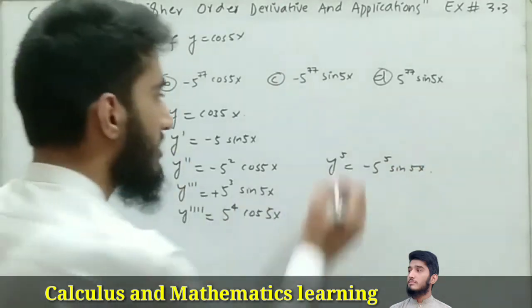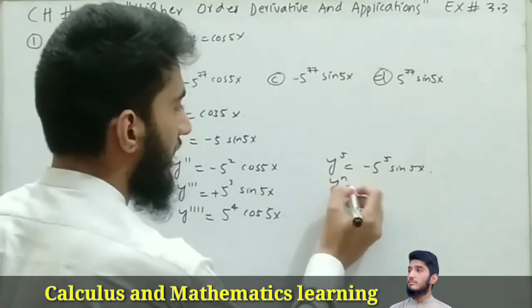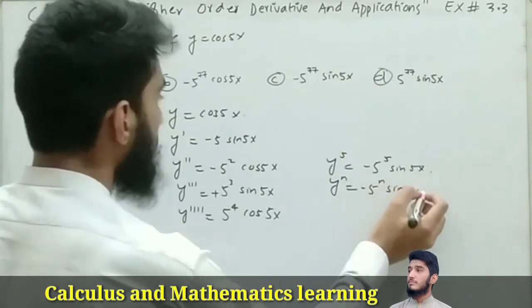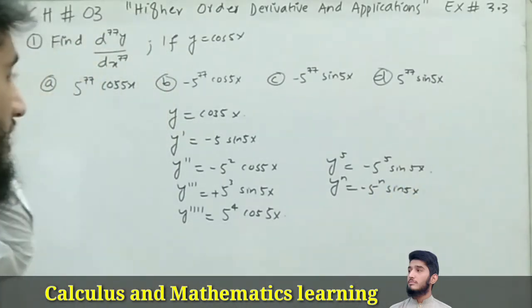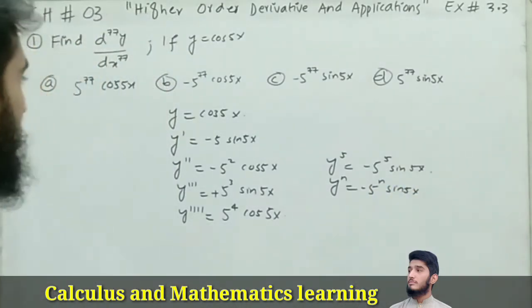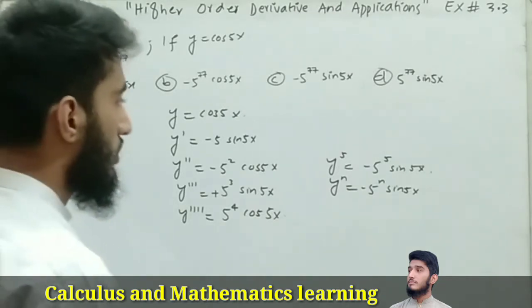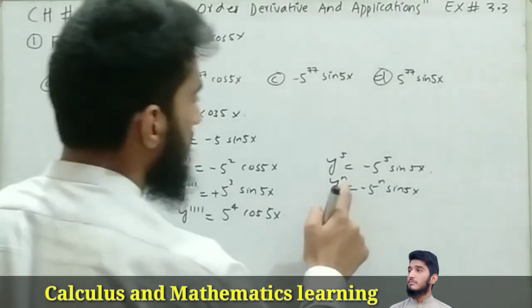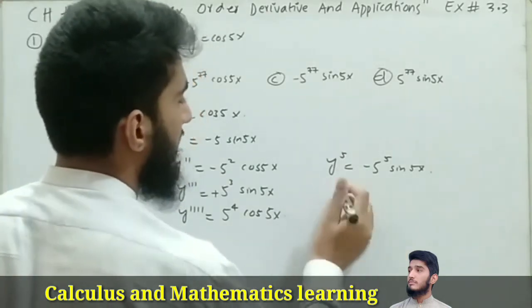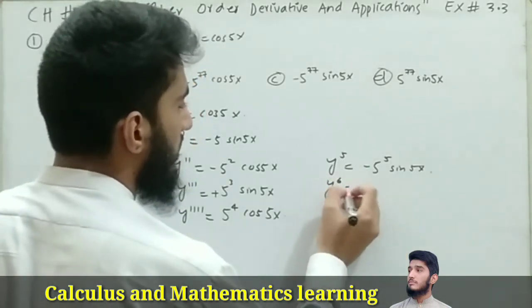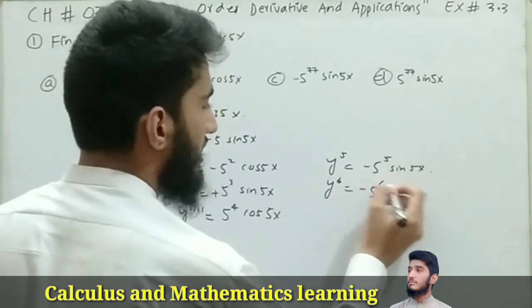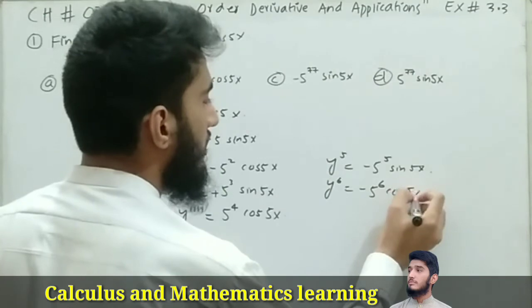So over here if I suppose this odd term, y power n is equal to minus 5 power n into sine 5x. So what will be the derivative of this function for the 77th term? If we take the derivative of this function again, it becomes y power 6, the derivative of sine is again cos, so it becomes minus 5 power 6 into cos of 5x.